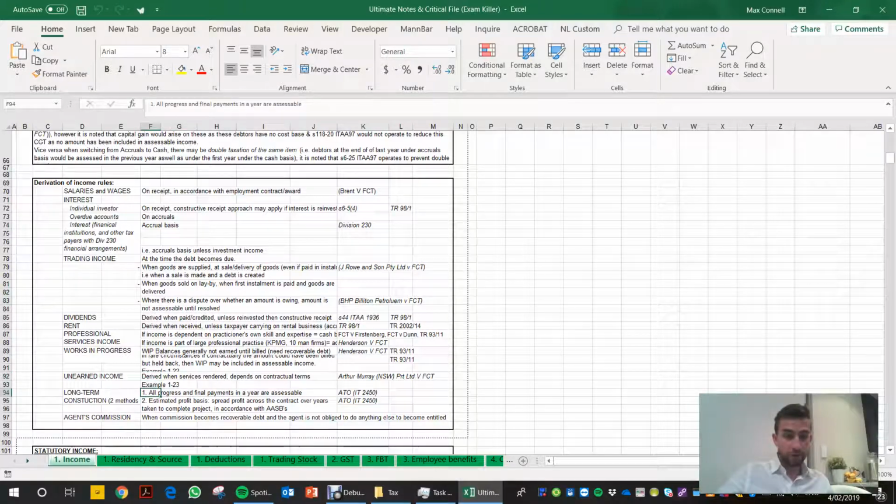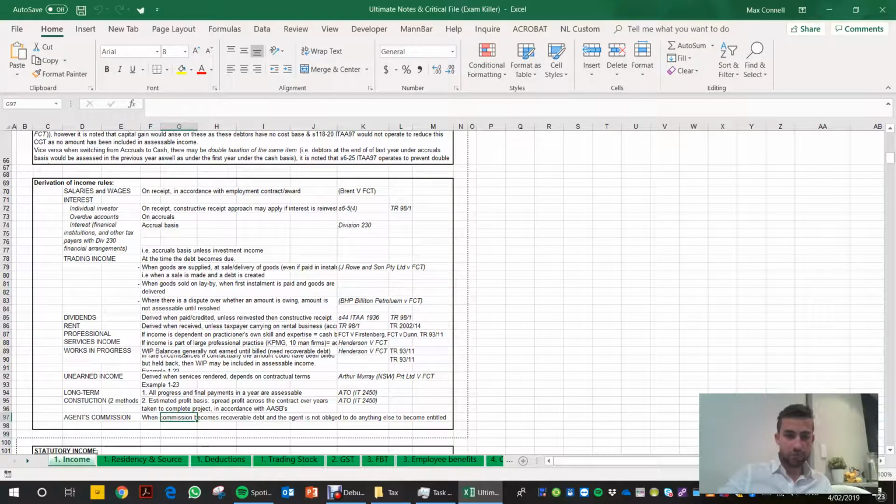Long-term construction. Fortunately, we don't get too many questions on this in exams. Basically, all progress payments, final payments in a year are assessable, so that's cash basis. But you get a choice of two methods. That's the first option. The other option is an estimated profit. So you calculate the profit over the entire thing, and then apportion it across the life of the project. Both of these are available in Income Tax Ruling 2450. That one very rarely comes up.